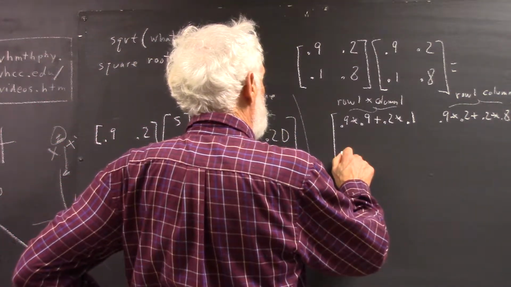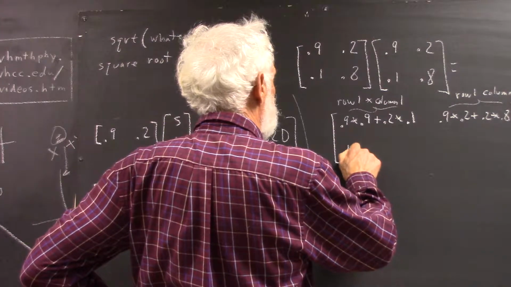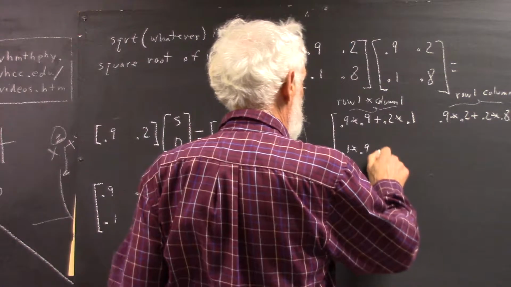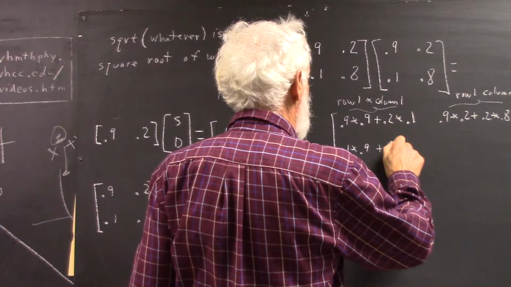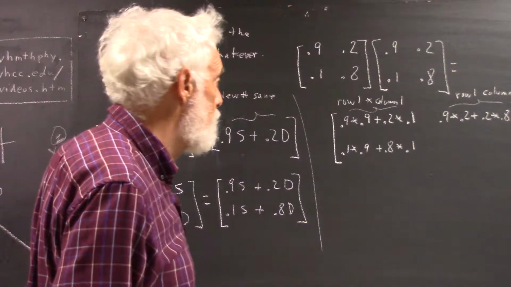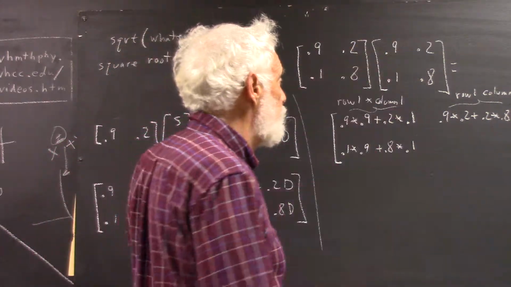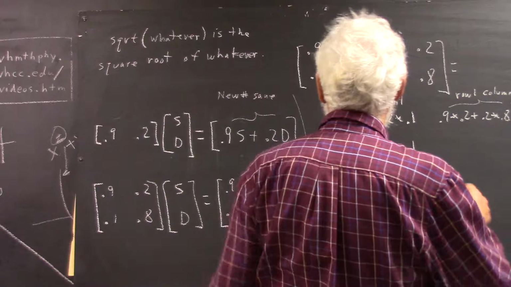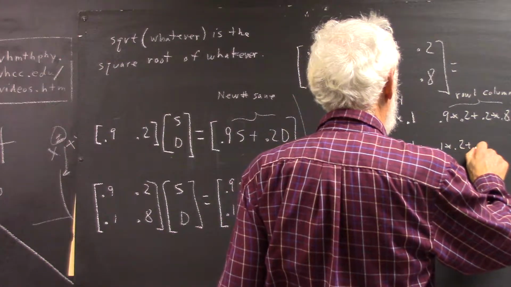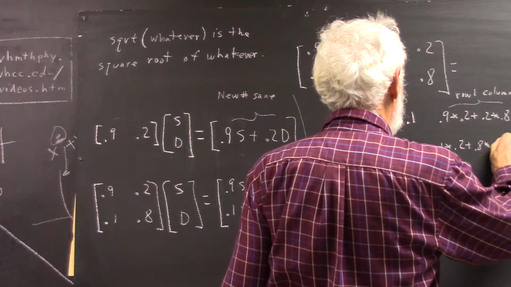Okay, well, then the second is going to be 0.1 times 0.9, matching up the 0.1 and the 0.8 with 0.9 and 0.1. I'm going to get this. And the last one, second row times the second column, is going to be 0.1 times 0.2 plus 0.8 times 0.8.